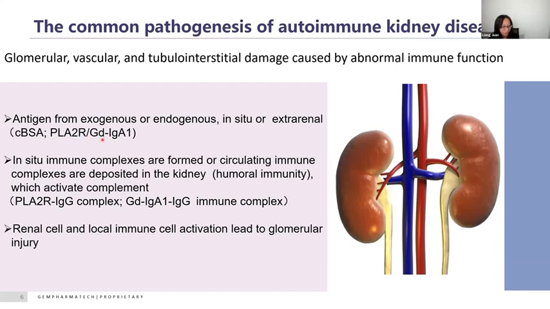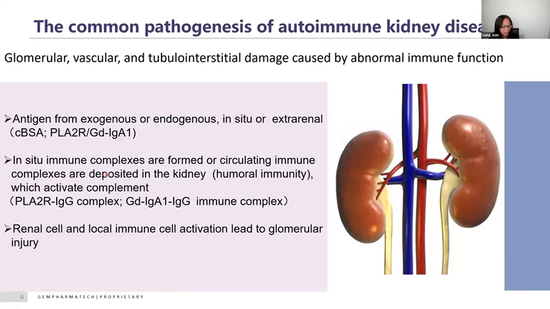Phospholipase A2 receptor is an in situ antigen expressed by the human podocyte, and it is the most frequently detected autoantigen in primary membranous nephropathy. Referring to extrarenal antigens, an example is Gd-IgA, which is thought to originate from cells in mucosal tissues and cause IgA nephropathy.